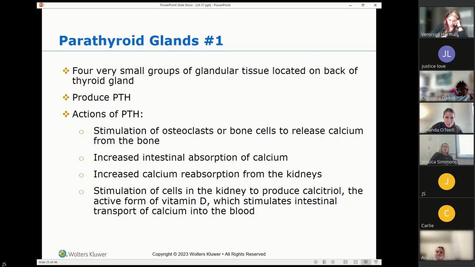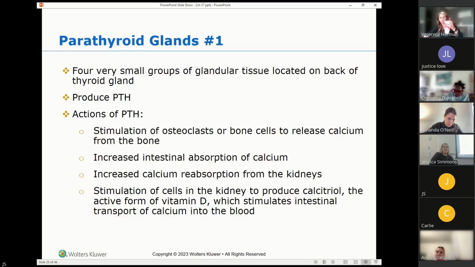Okay, so the parathyroid glands are 4 very small groups of glandular tissue located on the back of the thyroid gland. They produce PTH, which is the parathyroid hormone. The actions of PTH: stimulation of osteoclasts or bone cells to release calcium from the bone. Remember, I told you there is a possibility when there is a removal of the thyroid that the pituitary gland could accidentally be removed, which can cause a calcium storm, thyroid storm. This is very dangerous for your patient.